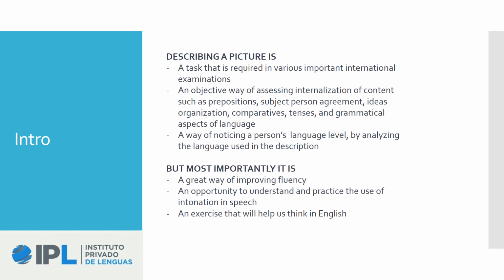Also, this exercise of describing pictures will help us think in English. We will try to see something and say that piece of vocabulary directly in English because we don't have a lot of time when we describe a picture, so we have to do it fast. See a tree, you say tree. See a person, you say person, girl, boy. So we try to think in English and not translate our ideas.